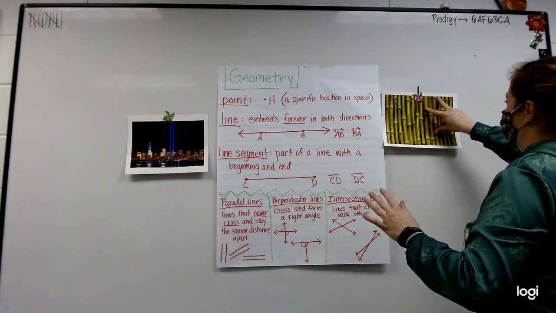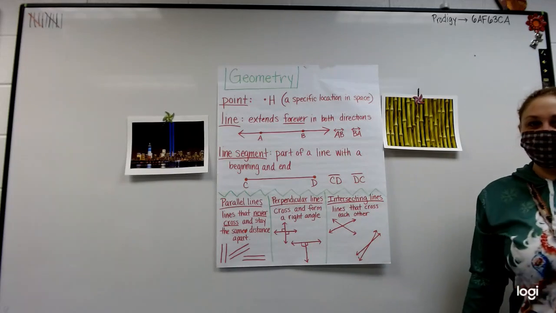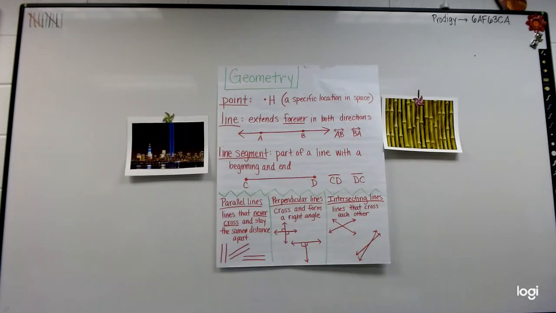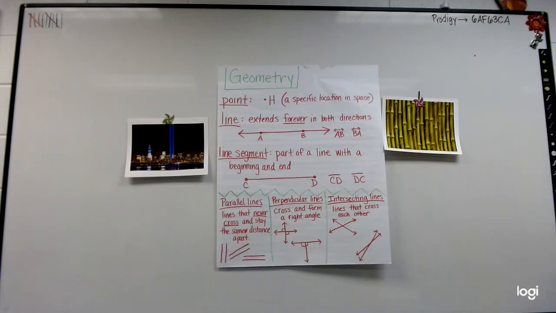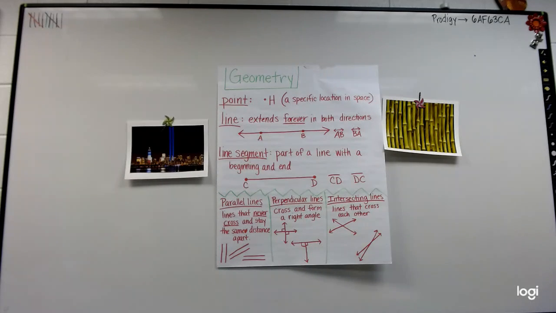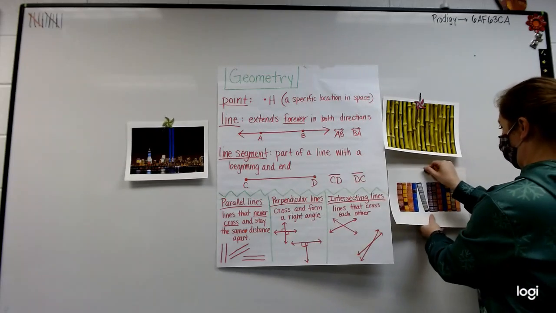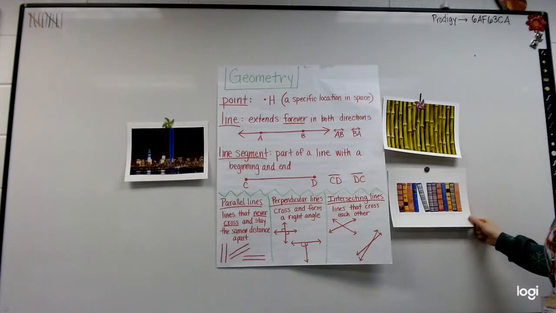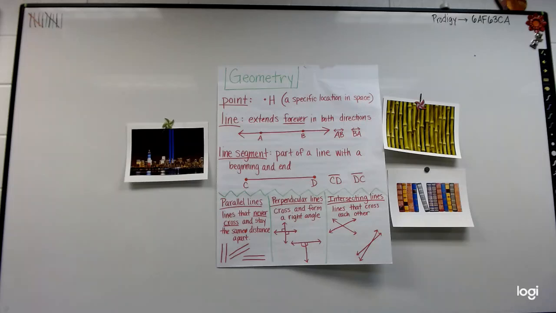All right, here's our next picture. What type of lines do you see? Cadence? Parallel. You're right. How'd you know that? They didn't cross. Right, they don't cross. They stay the same distance apart, roughly, right? Are those just pictures? Yep, these are little files that I made. Actually, I made these when I was in college. Oh, wow.